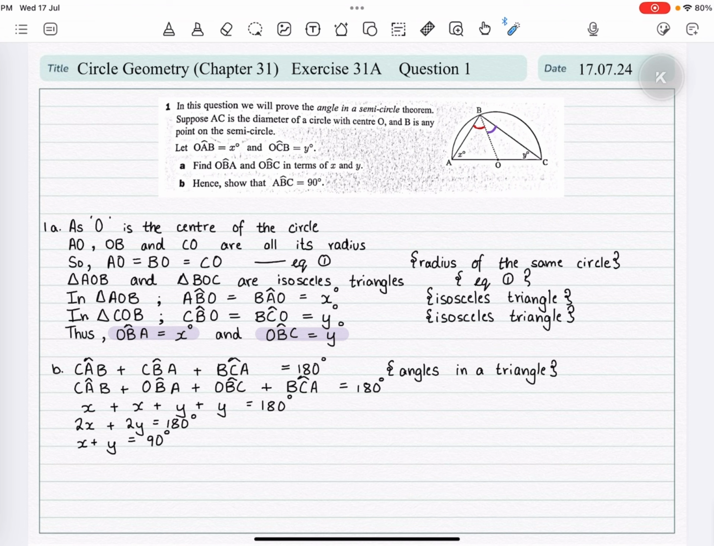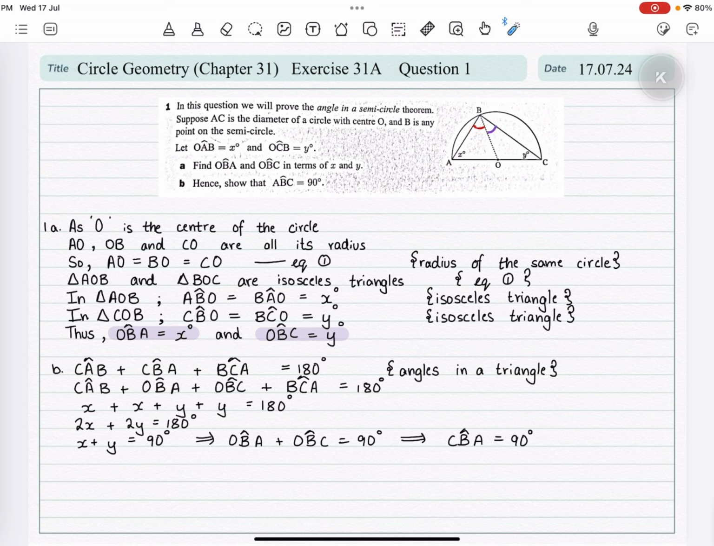Now, what is x plus y? Of course, x is this angle, but x is also this angle, as we just proved here. So we'll substitute x by OBA and y by OBC. And what will we get here? We'll get OBA plus OBC is equal to 90 degrees. And what is angle OBA plus angle OBC? It's angle CBA, or ABC, whatever. And this is also equal to 90 degrees. And thus we have proved that angle ABC is indeed equal to 90 degrees.